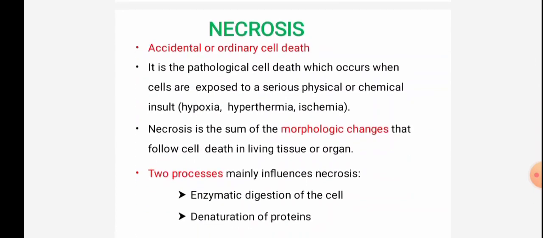Okay, first we are going to see necrosis. As we said already, it is an accidental or ordinary cell death. It is a pathological cell death which occurs when cells are exposed to a serious physical or chemical insult such as hypoxia, hyperthermia, or ischemia. Necrosis is the sum of morphologic changes that follow cell death in living tissue or organ. There are mainly two processes that influence necrosis: enzymatic digestion of the cell and denaturation of proteins. It is mainly caused by the lack of blood and oxygen to the tissue. Examples are hypoxia, ischemia, and hyperthermia.